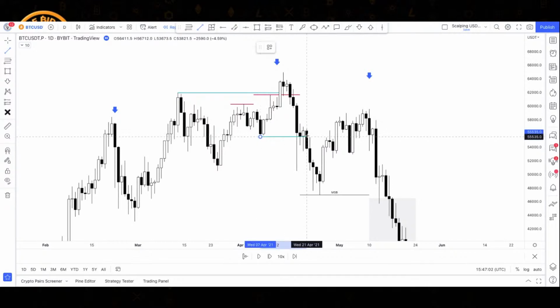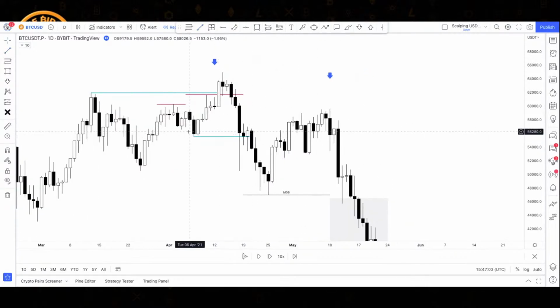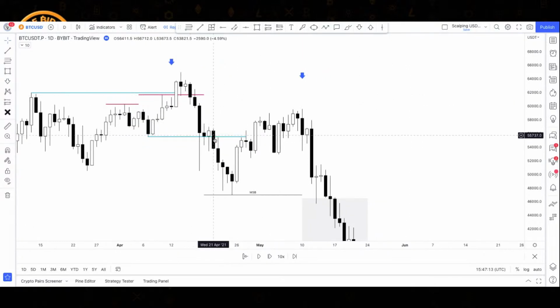Well, we want to mark the low that sweeps the high. This is the origin of the move that takes liquidity. When price breaks down from here, what you want to see in an ideal world is an impulsive move through it.